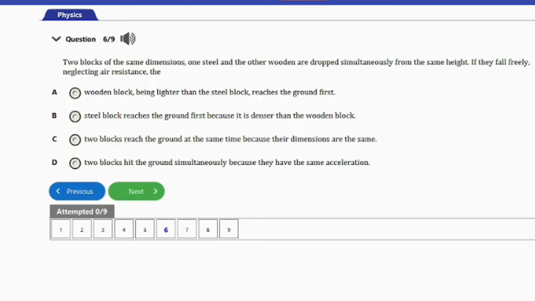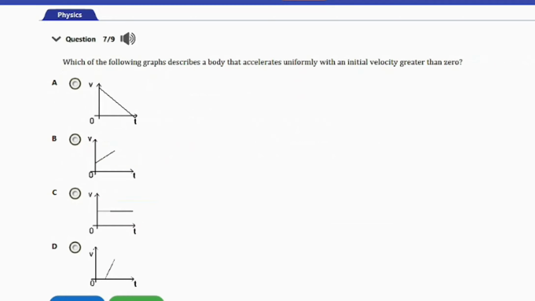So guys, option D is the answer to this question, and that's it for this question. Let's go ahead and consider the next question, guys. So the next question we have here is question number 7.